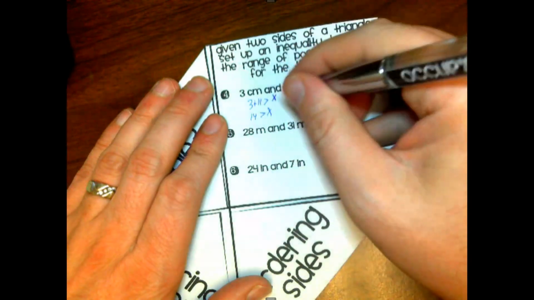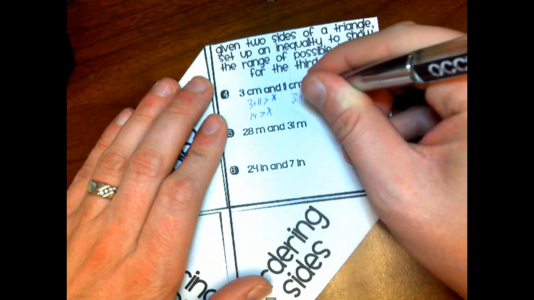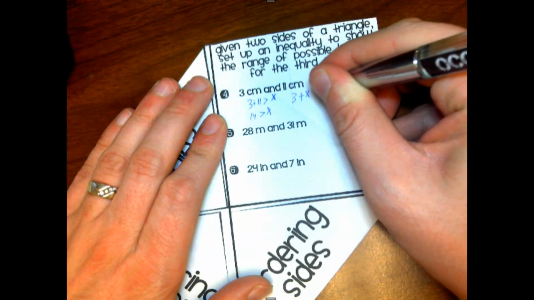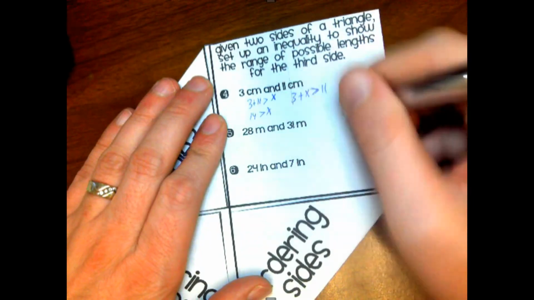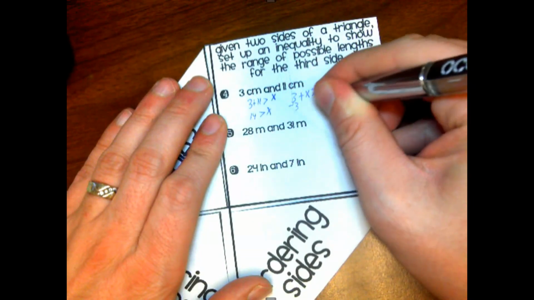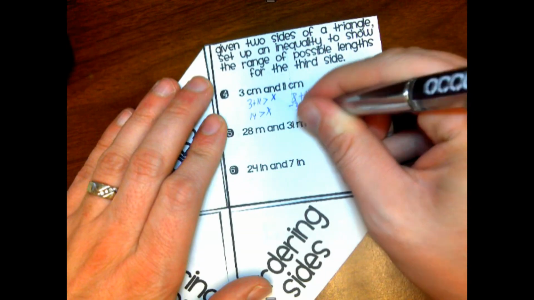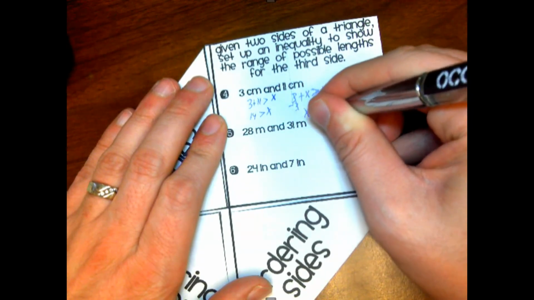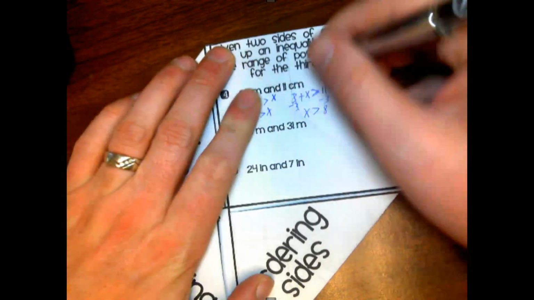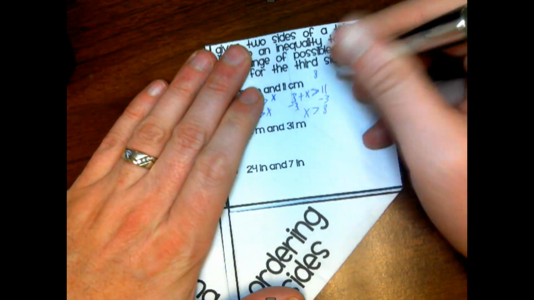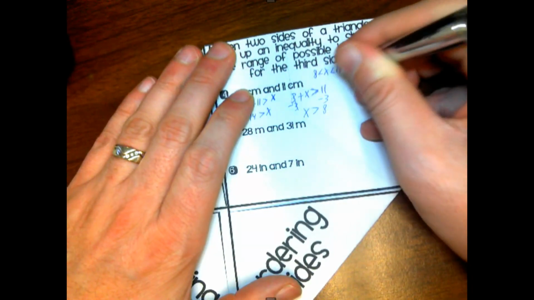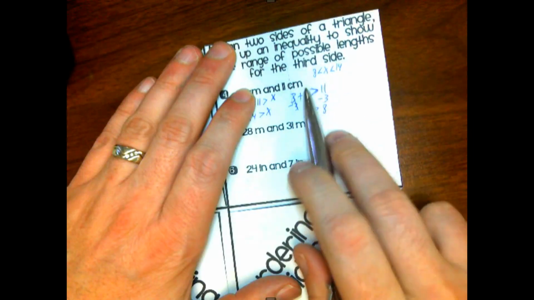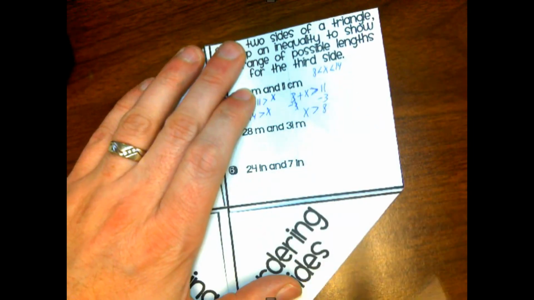I also know that if I add 3 plus whatever my third side is, what I get has to be greater than 11. So if I solve this for x, subtract the 3, that means that x has to be bigger than 11 minus 3, which is 8, which means that x can't be any smaller than 8, and it can't be any larger than 14. It can't equal either of those either, so it's got to be bigger than 8 and smaller than 14.